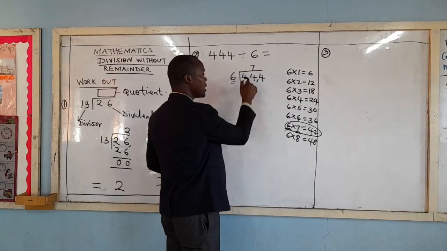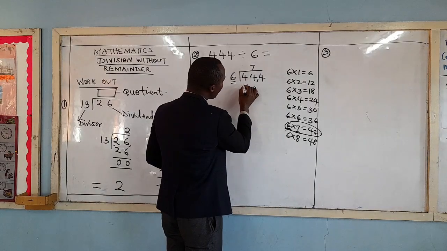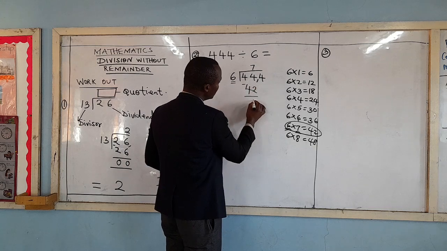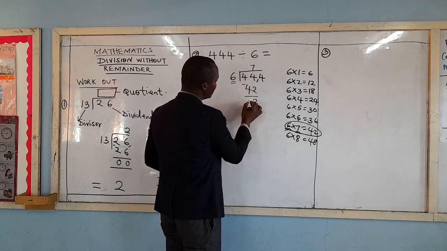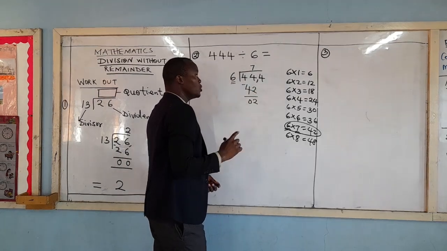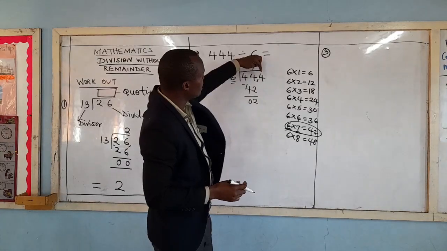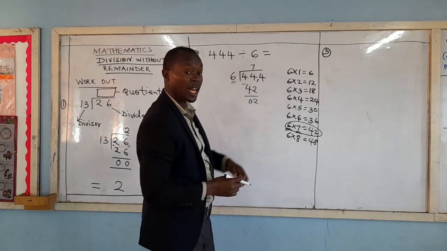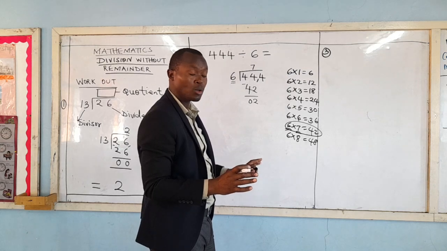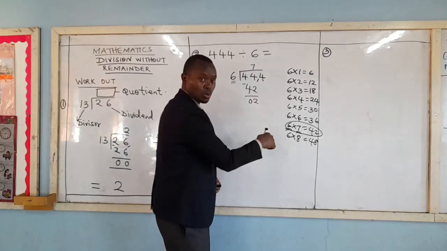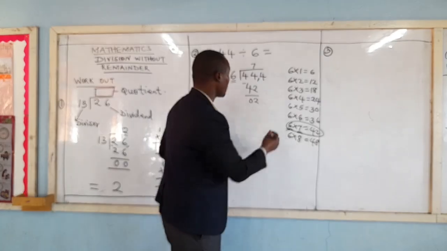So we write it above that 4. Then take away here. 4 take away 2 is 2. 4 take away 4 is 0. And you have to remember that there is this 4 here that we have not touched. We have not used it anywhere. So this is the time to bring it into the game of division.